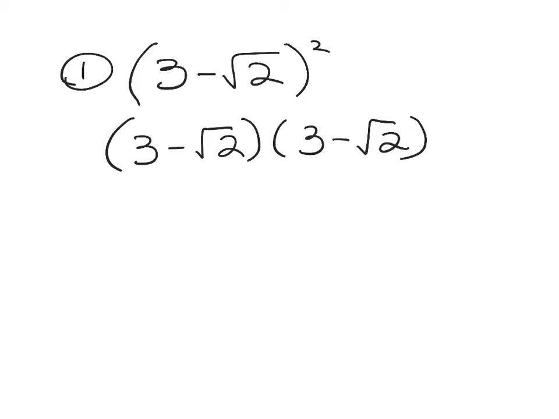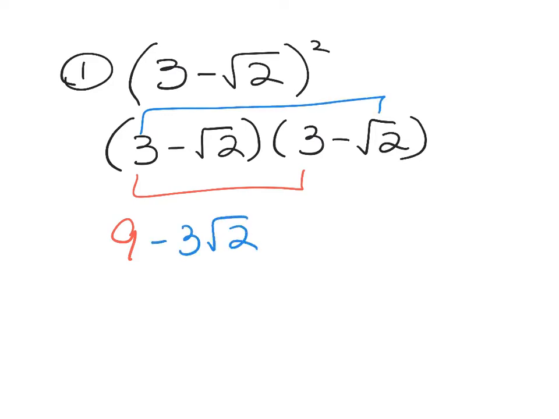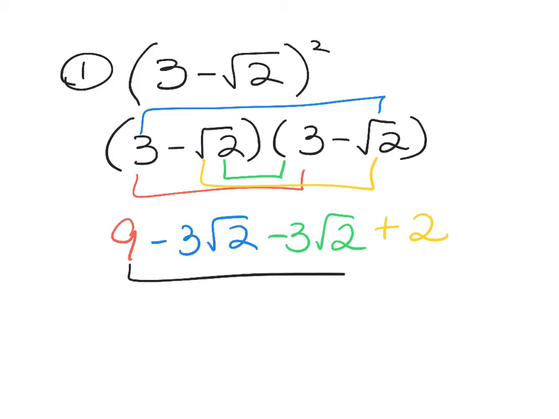So I'm going to do it nice and slow so you guys can be working ahead of me. First, outside, inside, and last. I'm now going to combine my like terms so I can add 9 plus 2 and get 11. And then the 2 middle ones gives me negative 6 square root 2. And you're done.